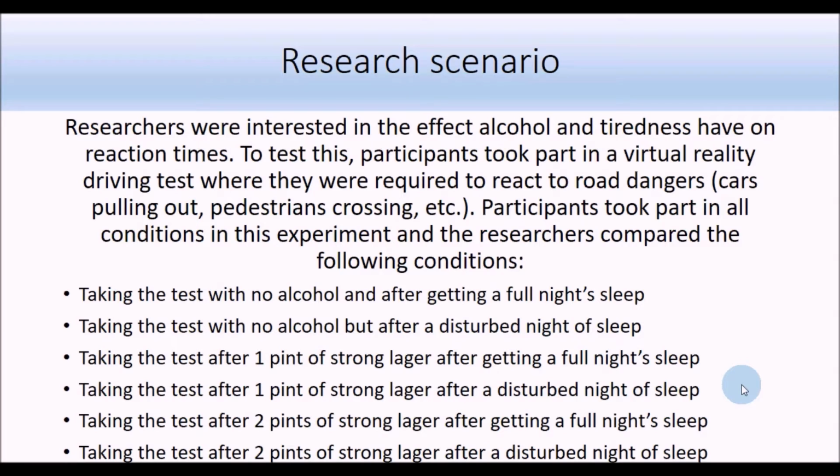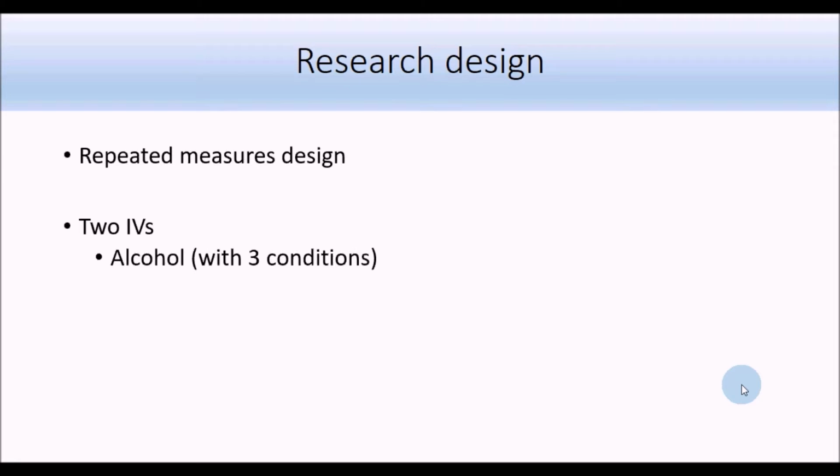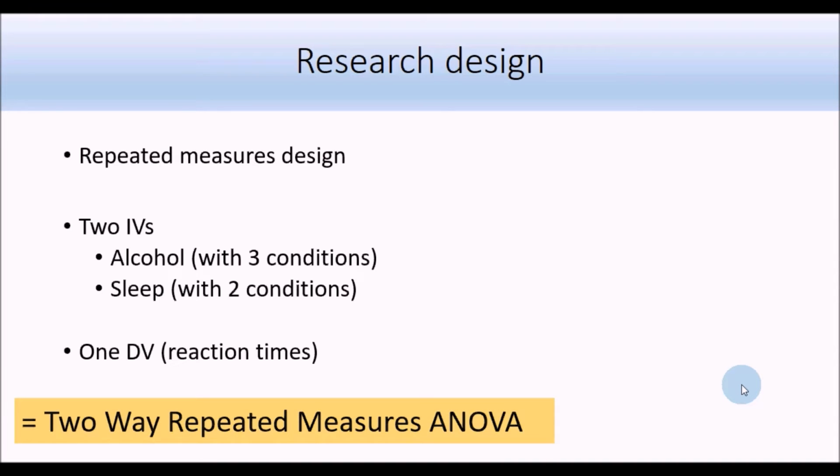So although you've got, if you like, 6 conditions in this design, in a two-way ANOVA, what you can do is split this into the 2 independent variables. So now we've got alcohol with 3 conditions and sleep with 2 conditions. And we do this so that we can have a look at the effects of these independent variables on their own and also any possible interactions between the 2 variables, as with independent ANOVA. We've got one dependent variable still, which is reaction times. So what we'll do is run a two-way repeated measures ANOVA on this data.